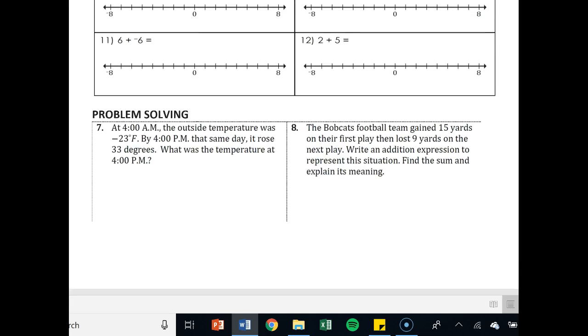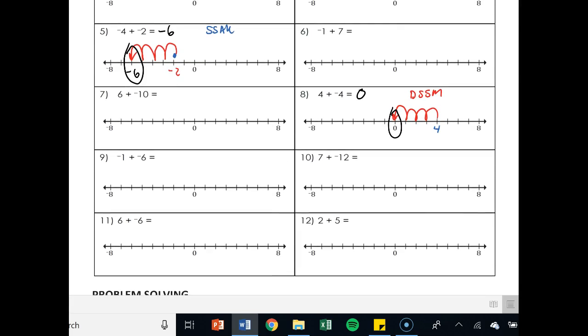Right? Problem solving, you're going to go ahead and do yourself. Also, make sure you finish any of these other problems that we haven't finished in the video on your own. That's it.